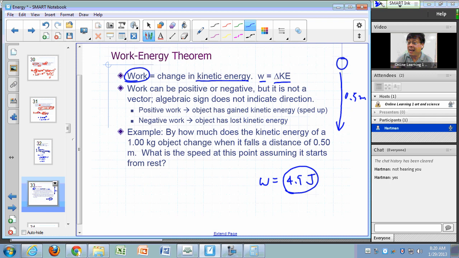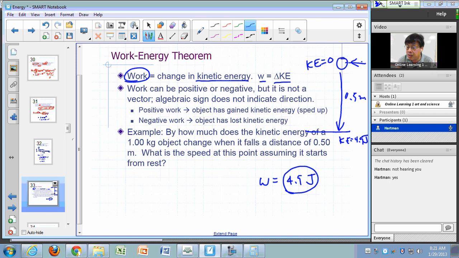What that means is that this 4.9 joules is the amount by which the kinetic energy of the object has increased. At the moment you dropped it, its speed was 0, so its kinetic energy was 0. By the time it's traveled half a meter, its kinetic energy is now 4.9 joules. That's another way of saying that when it went down by half a meter, it accelerated. So this is another way of keeping track of the movement of the objects. It's gained kinetic energy, so that means it's sped up.